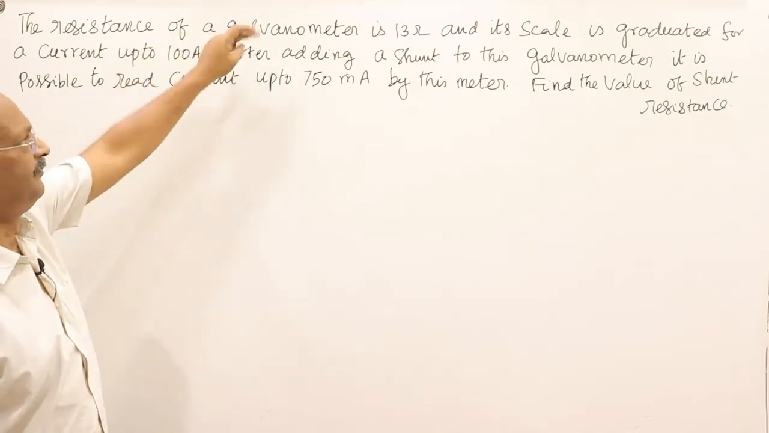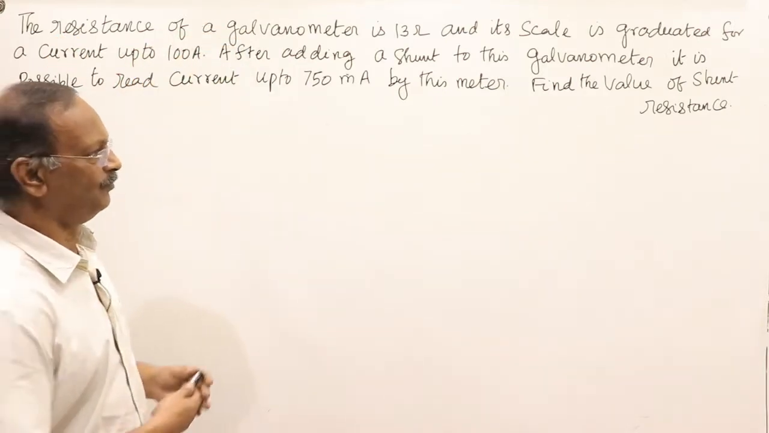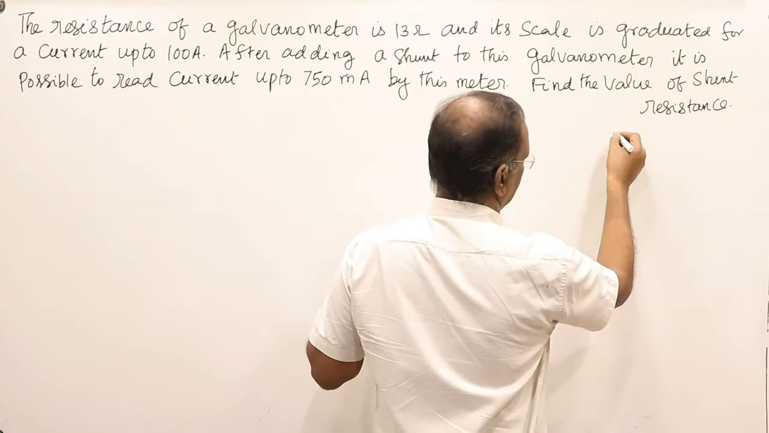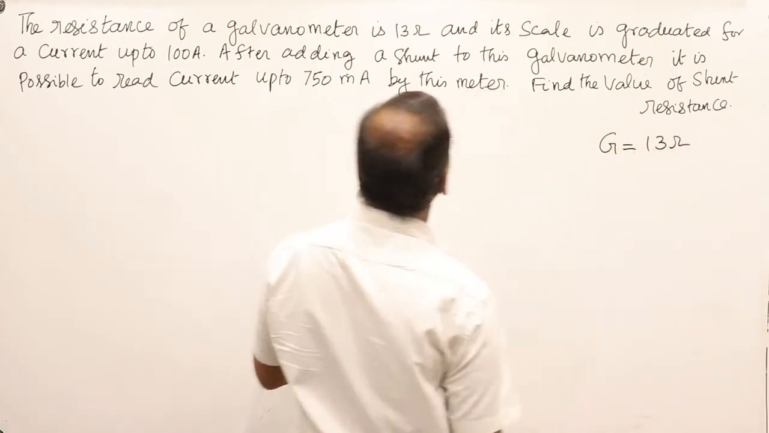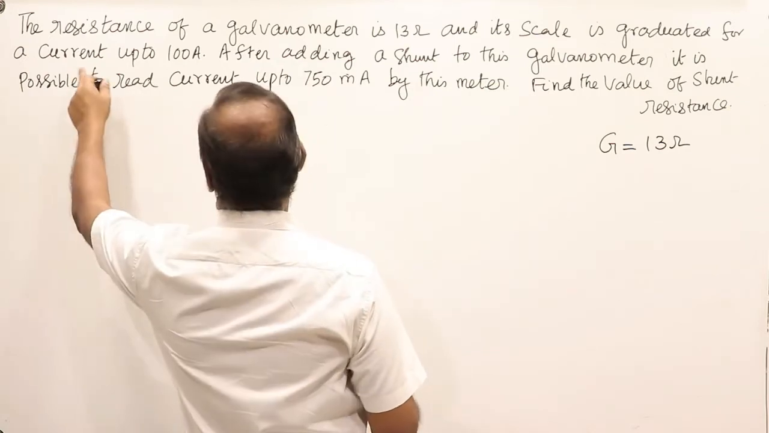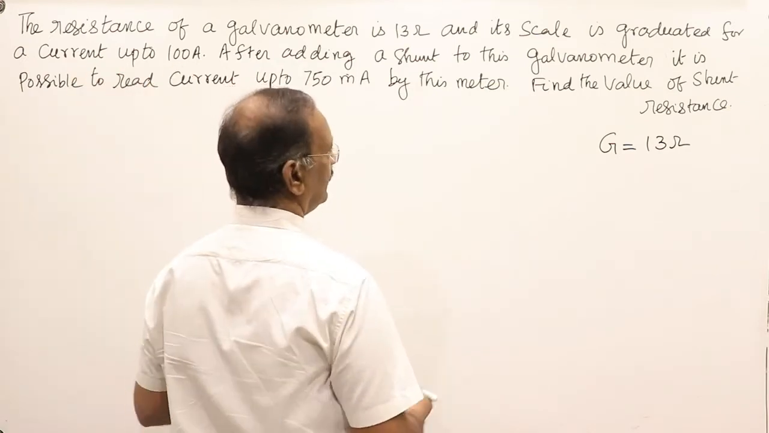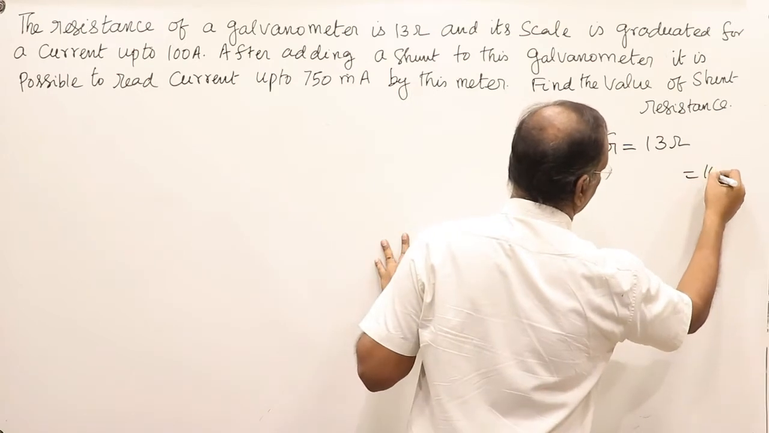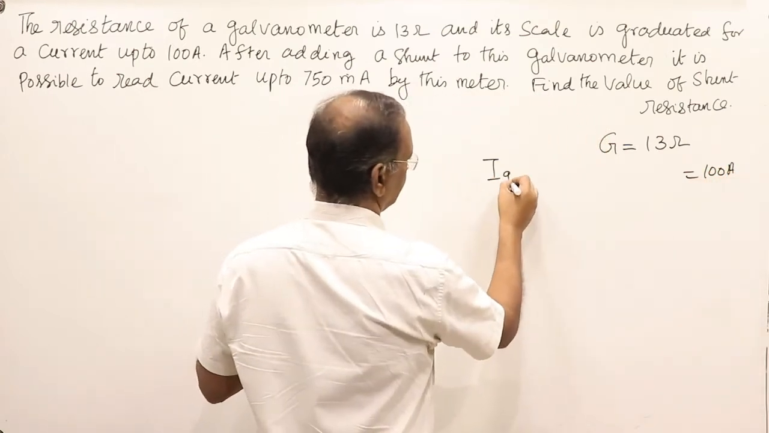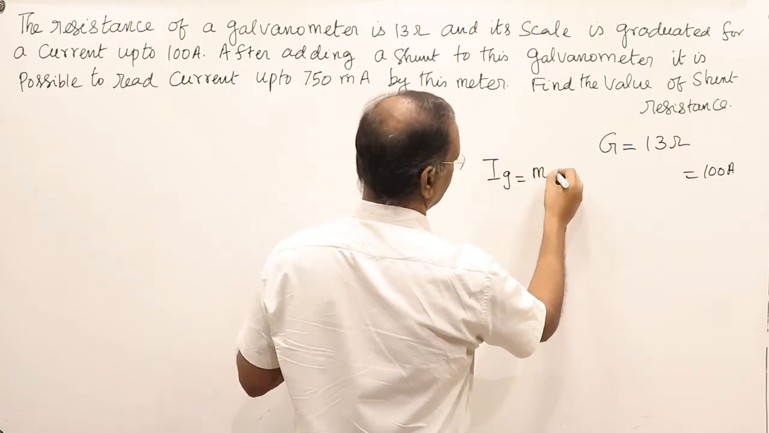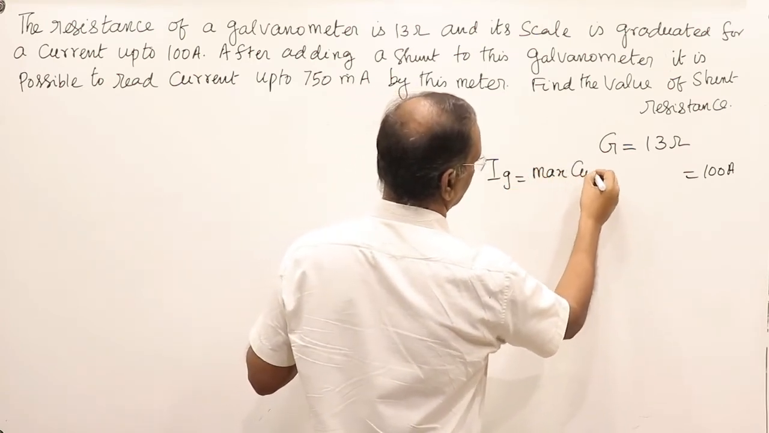The resistance of a galvanometer is 13 ohm. Its scale is graduated for a current up to 100 ampere. 100 ampere means Ig is equal to the maximum current in the galvanometer.